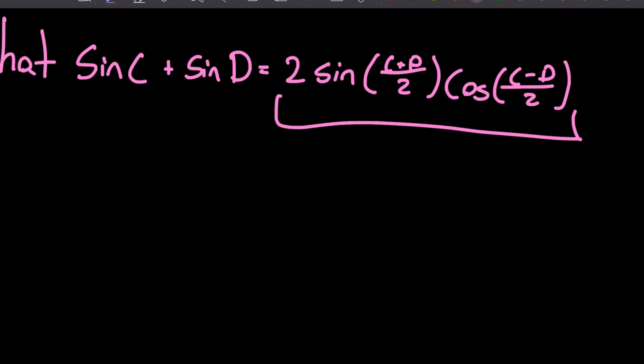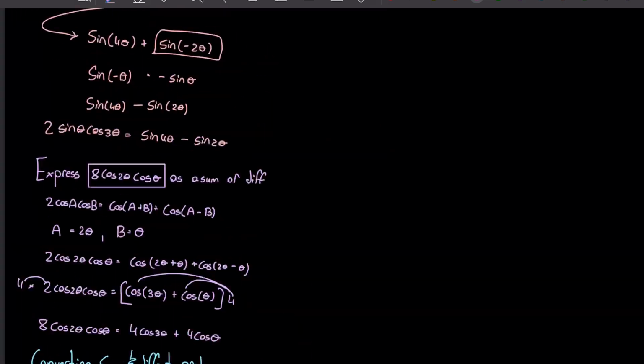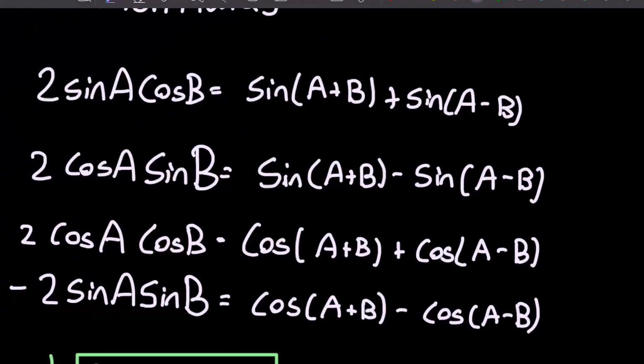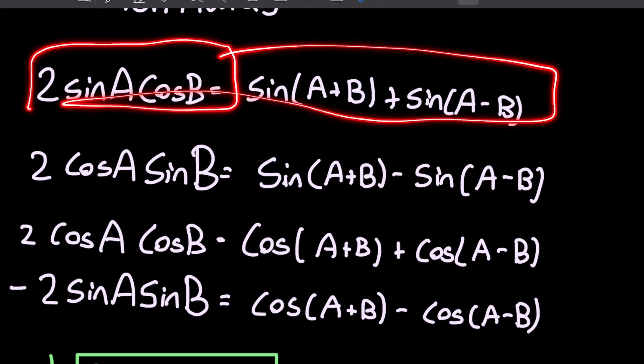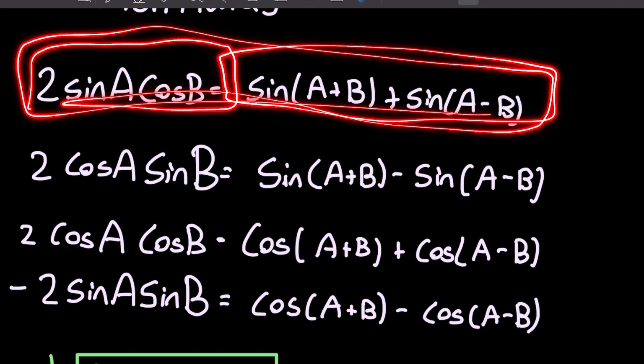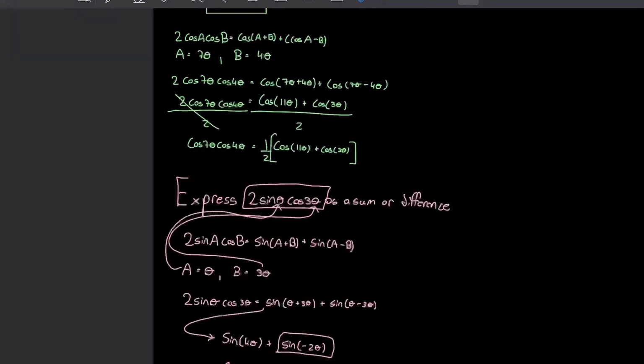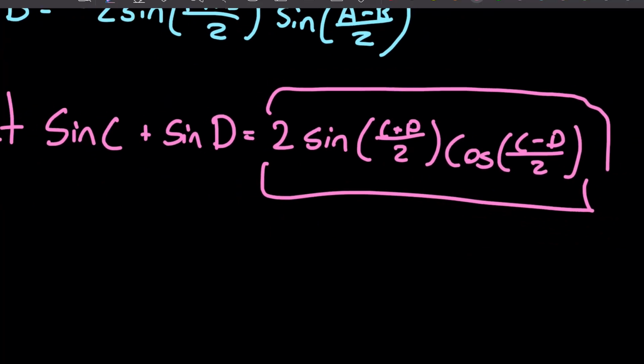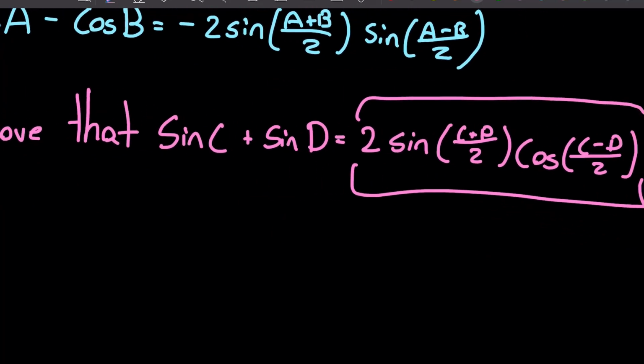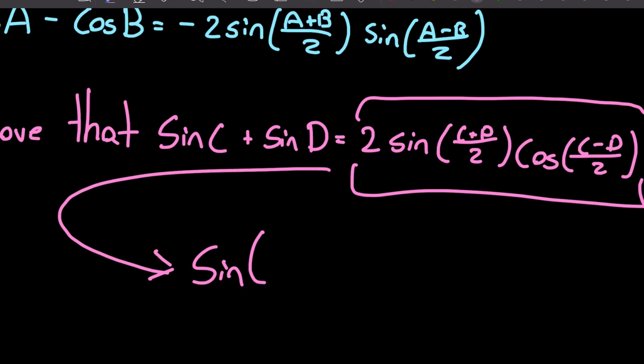So if you remember, when sine and cos are being multiplied, look for sine and cos in that order, and it's going to be 2 sine A cos B is equal to sine of A plus B plus sine of A minus B. So we can replace this product with that itself. Instead of having 2 sine of (C plus D) over 2 times cos of (C minus D) over 2, we can have sine of A plus B plus sine of A minus B.